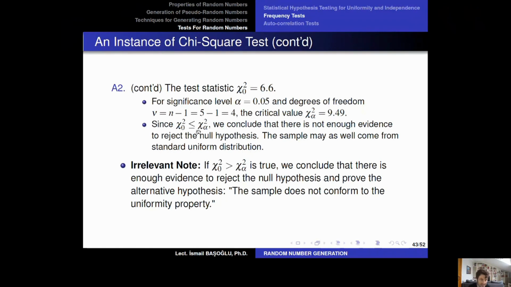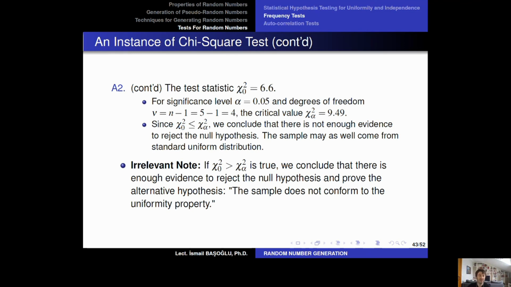So because my test statistic is less than the critical value, the differences between the observed and expected frequencies are not significant. Therefore, they are approximately matching with each other, we can say, and we say that there is not enough evidence to reject the null hypothesis. The sample may as well come from a standard uniform distribution.